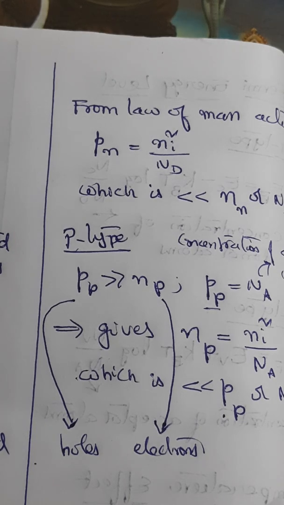So in the next session, we shall focus on understanding the current transport mechanisms in extrinsic semiconductors by the names drift and diffusion.